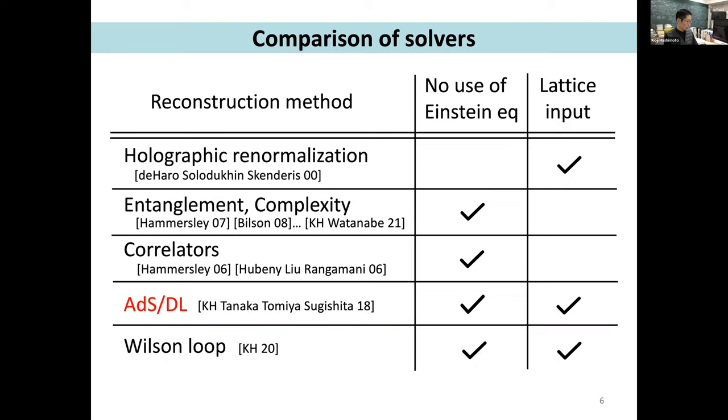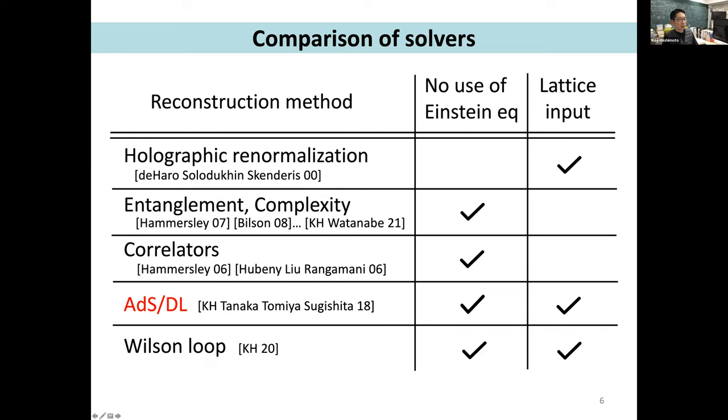Some are good for some purposes, some are bad for some purposes. For example, if you would like to use lattice data, then entanglement is not good since obtaining entanglement on the lattice is very difficult, and also real-time correlators. And also, if you don't want to assume the Einstein equation, then you cannot use holographic renormalization since this method uses the Einstein equation. So in this way, there are many good parts and bad parts.